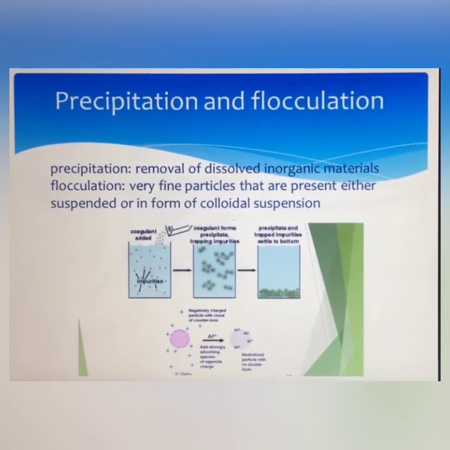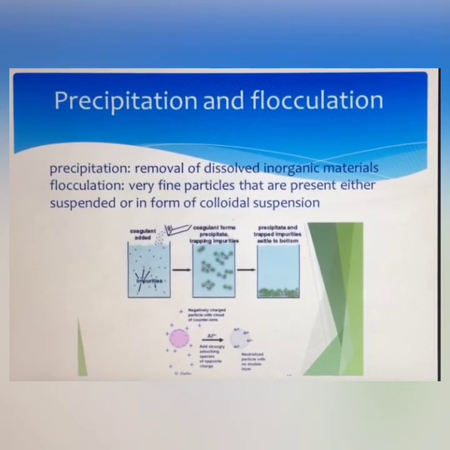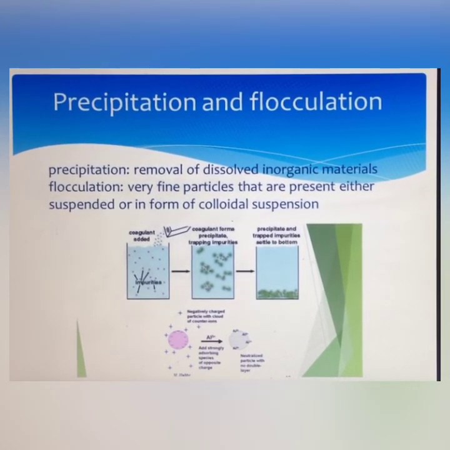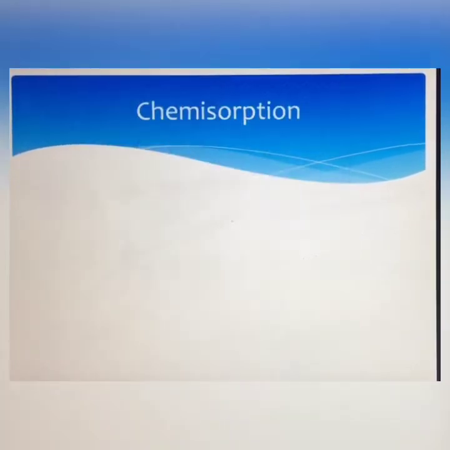In the first step of both methods, a coagulant is added. In flocculation, we use aluminum or iron salts. Then the coagulant forms a precipitate which traps the impurities and settles down to the bottom, and can then be removed by sedimentation, filtration, or other solid removal processes. This picture shows the effectiveness of precipitation and flocculation on wastewater treatment.